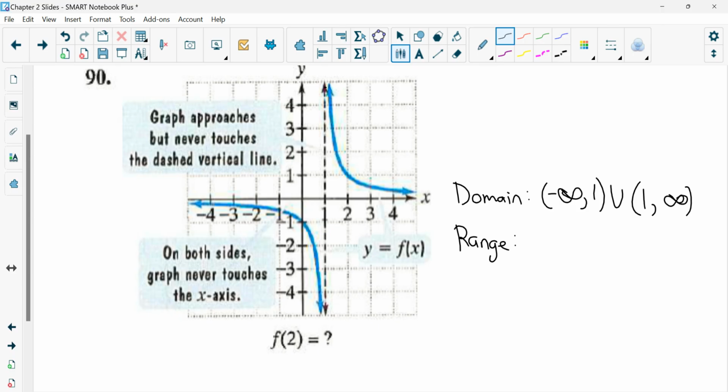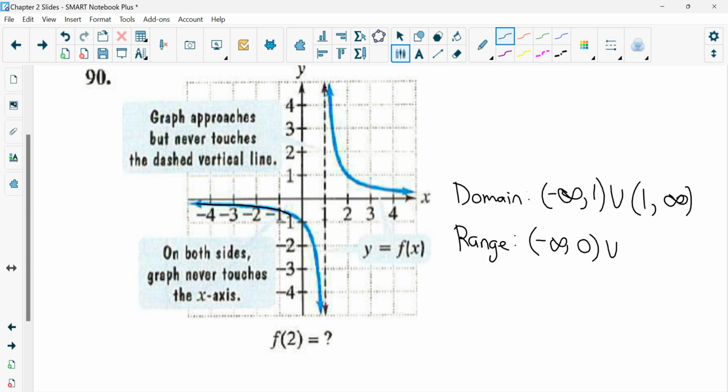Similarly, with our range, the lowest it gets to is negative infinity. And then as we're coming up, the bottom part of this graph is getting really close to what y value? 0. But does it touch 0? It does not, so I'm putting a parenthesis.